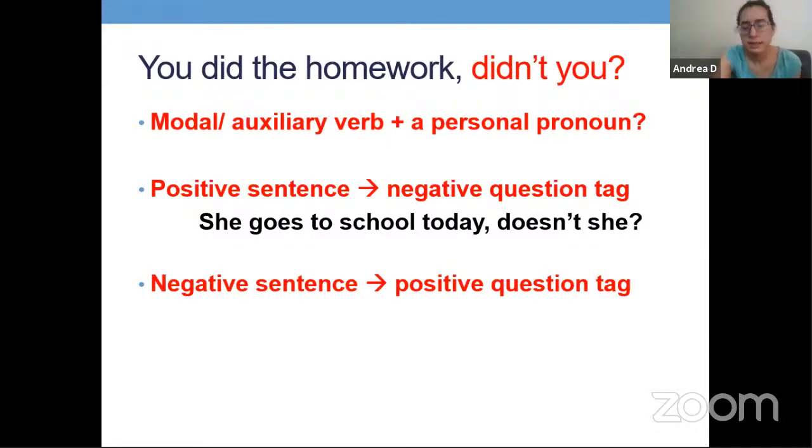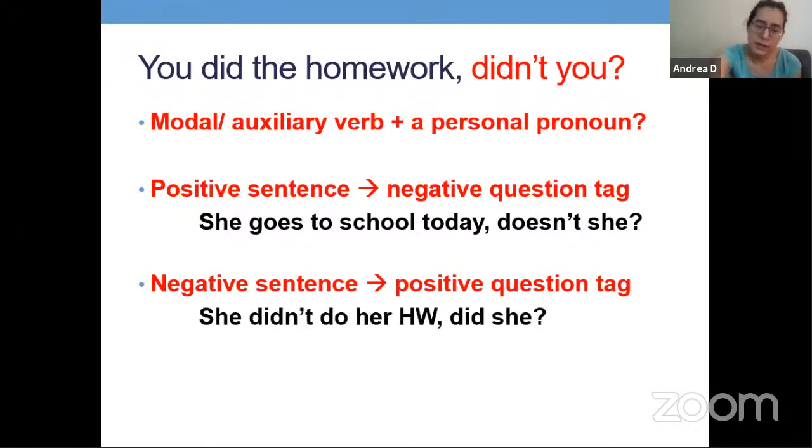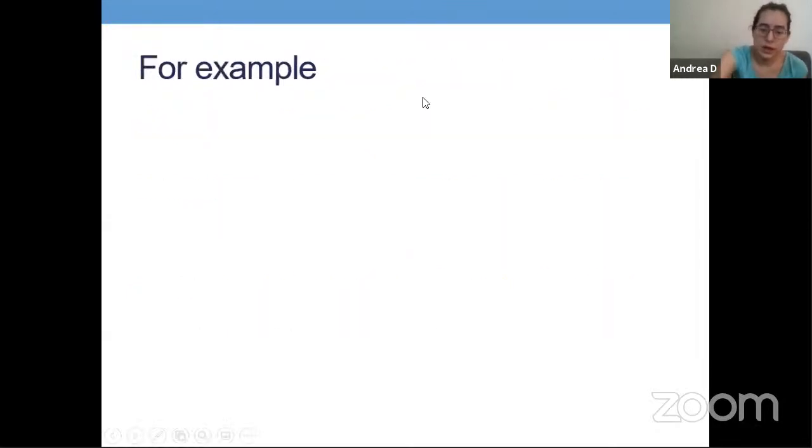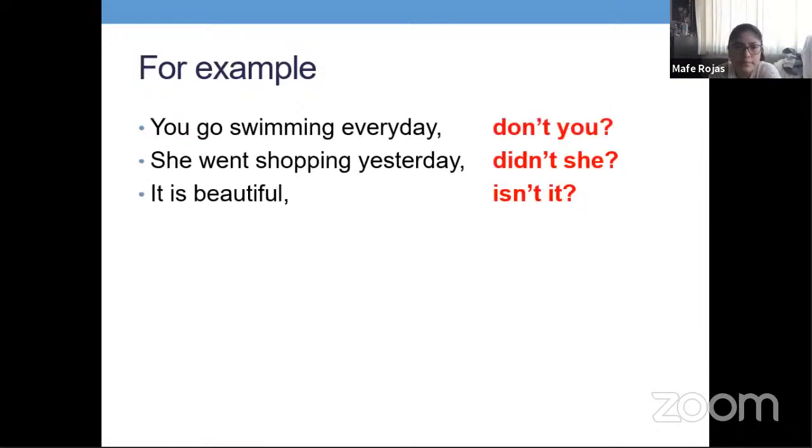If it's a positive sentence, then you need a negative tag. And if it's a negative sentence, then you need a positive tag. And we need to keep the modal or auxiliary that we're using. So if it's a regular verb, then you need to use do. If it's in the past, did. If it's should, then it's still should. So that's what we say. Okay. So here are some examples.